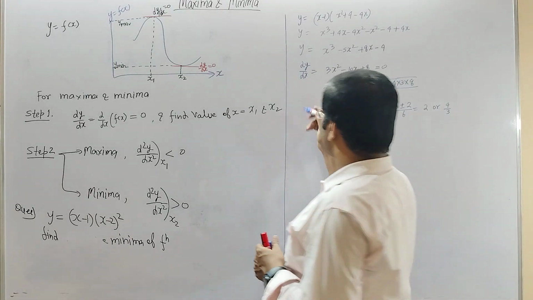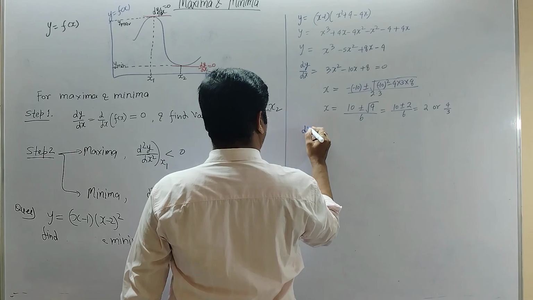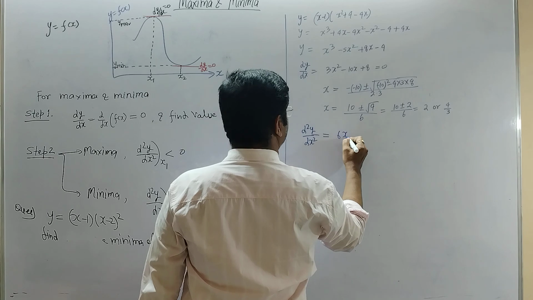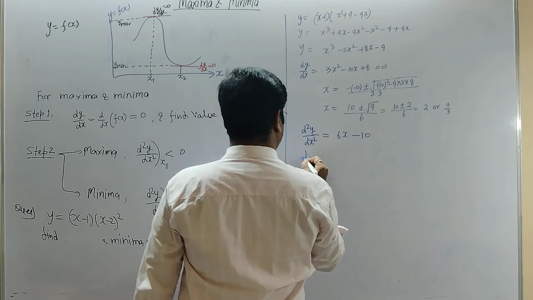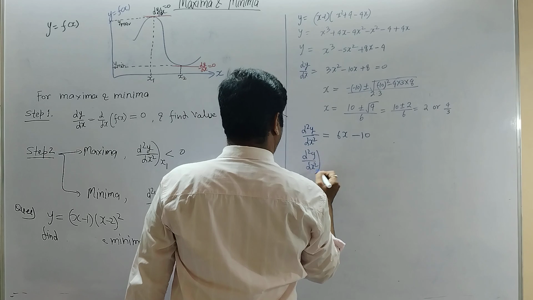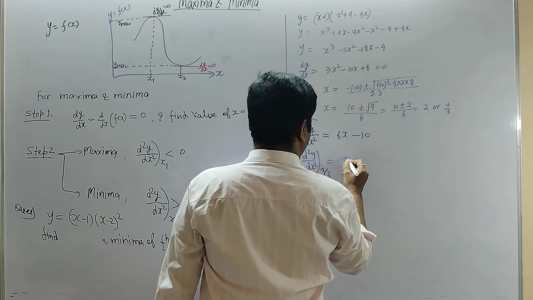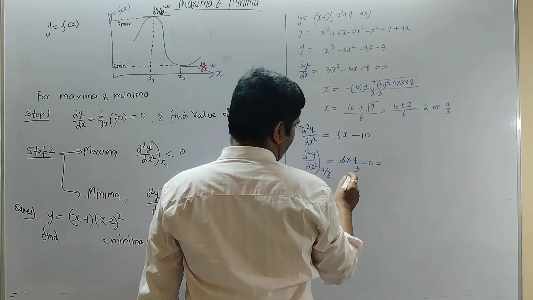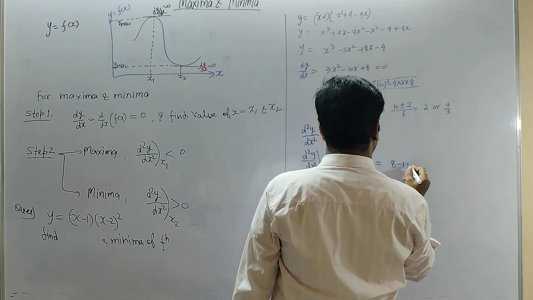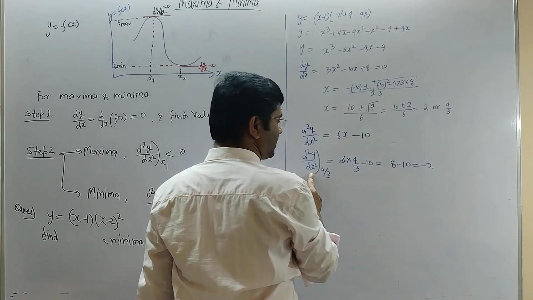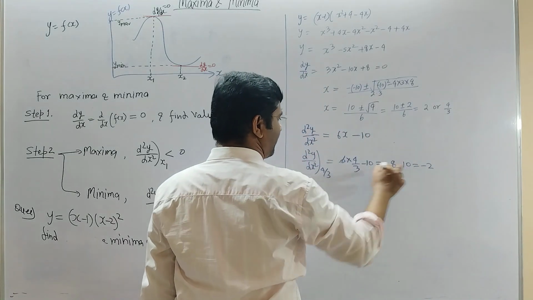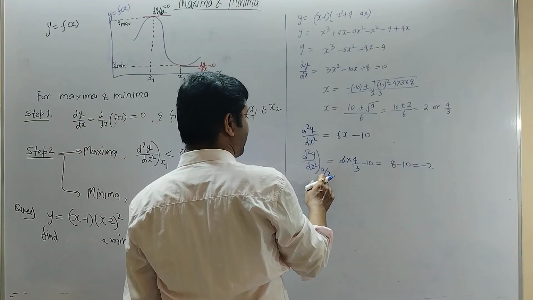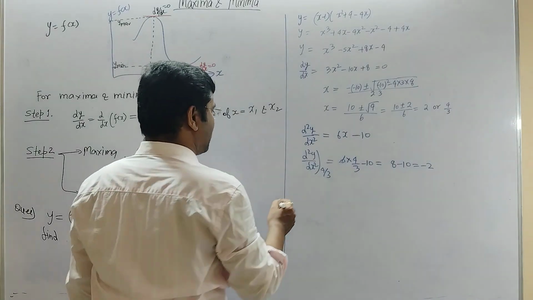So if I'm calculating double differentiation, d square y upon dx square will be equal to, of this one, 6x minus 10. So d square y upon dx square at 4 by 3 will be 6 into 4 by 3 minus 10. This will be 3 into 2, so 4 into 2 is 8 minus 10, this is negative. So this double differentiation at 4 by 3 is negative. That means function value is going to be maxima at 4 by 3.